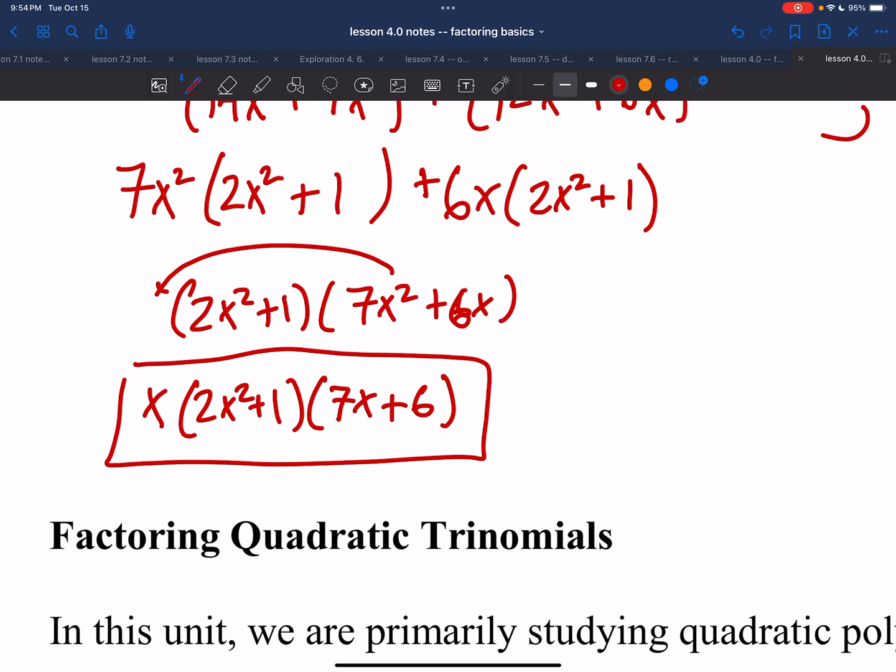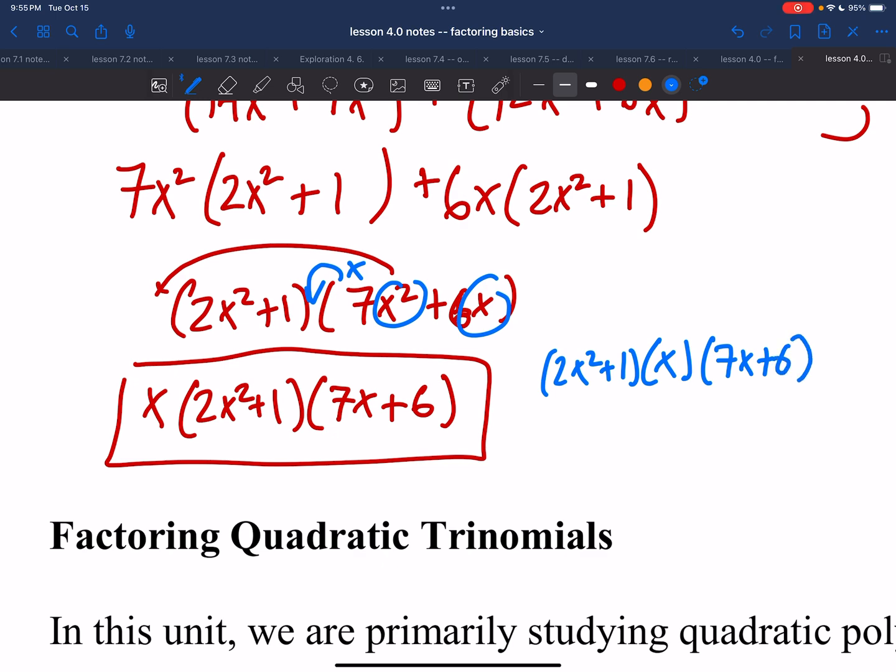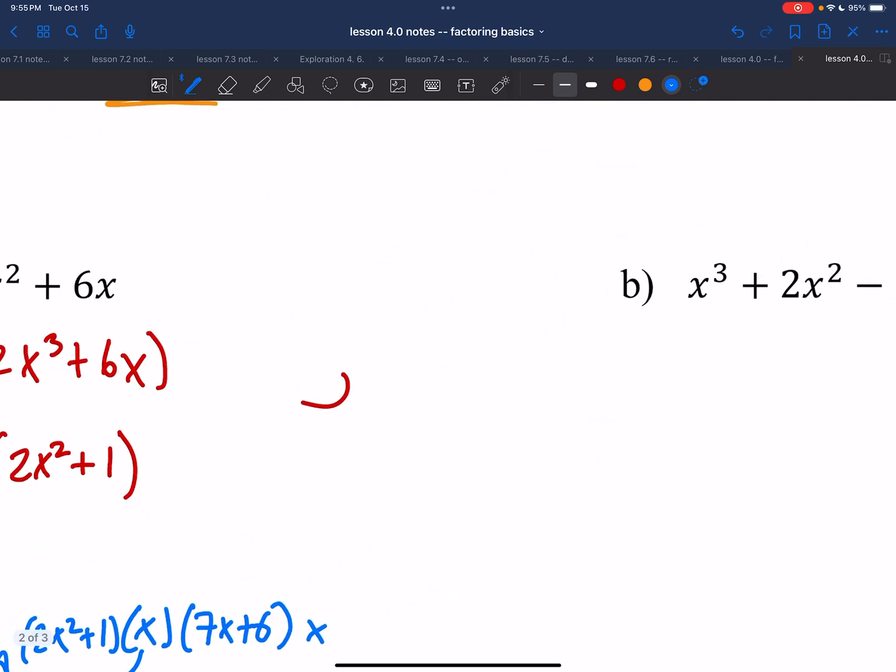So if you like, you could have written this answer as 2x squared plus 1, and then basically you're taking the x out from these, and you could put it in the middle. You could say times x, and then do 7x plus 6, right? But it just kind of looks nicer if you put the x in front. I mean, who says? I don't know. You don't have to. It doesn't matter. You can put the x at the end. You can put it right here. It wouldn't matter. Just make sure it's factored out.